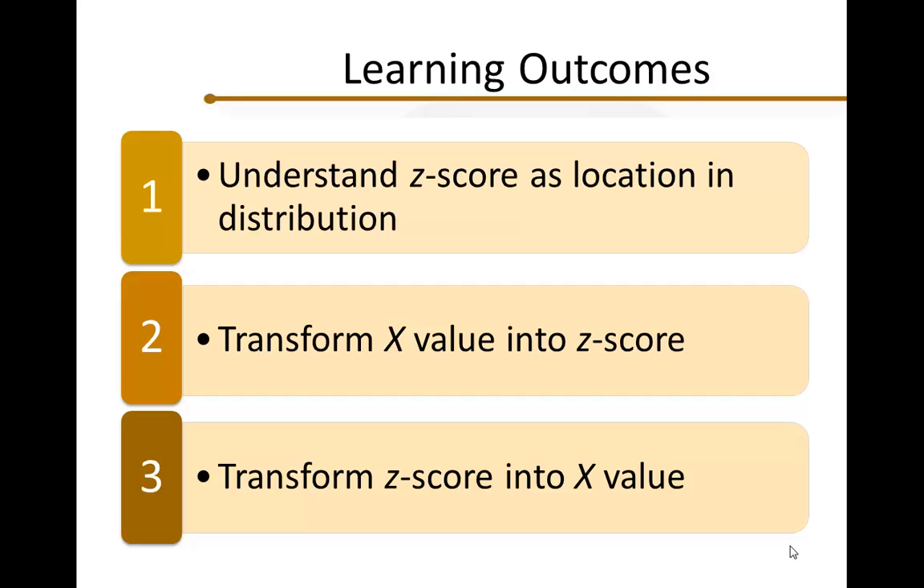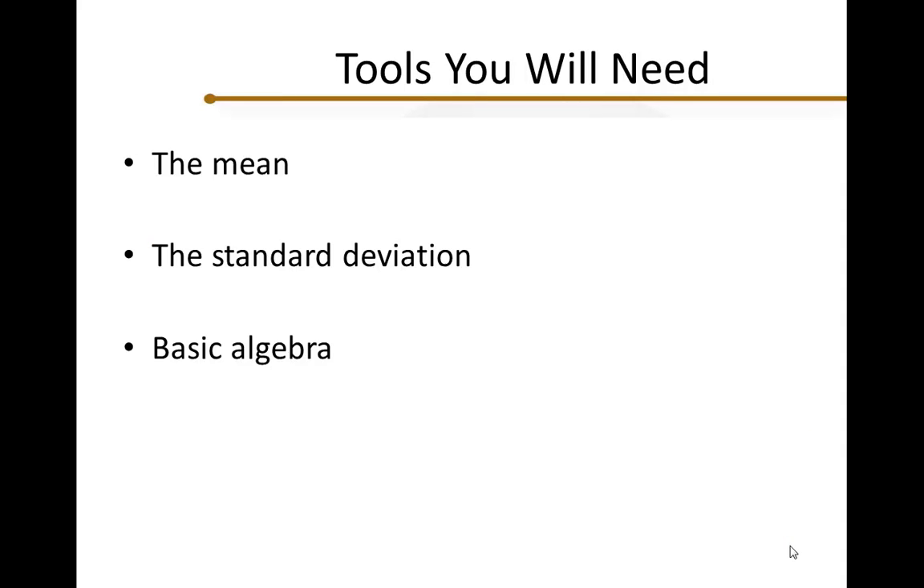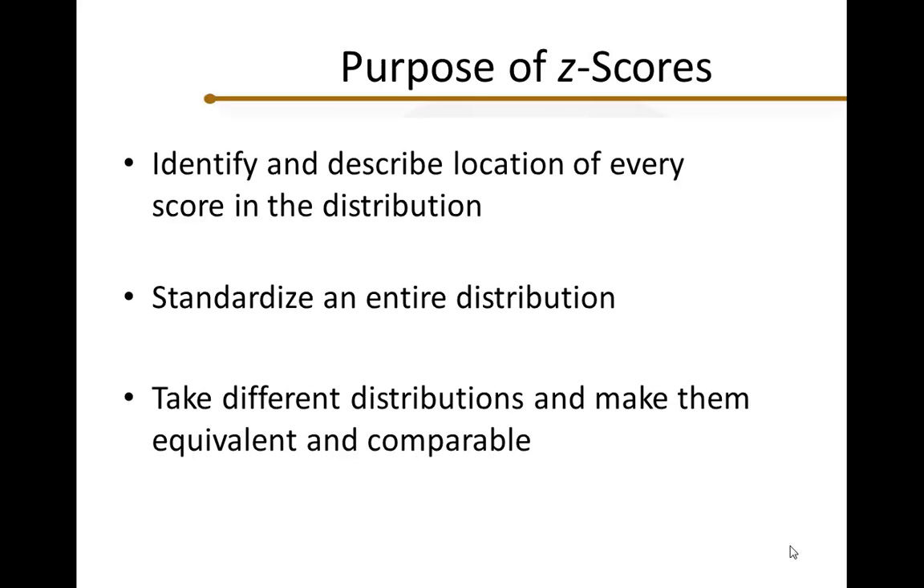So for chapter 5, 3 basic areas: understand the z-score and how it relates to our location in the distribution, how to transform an x value into a z-score, and how to transform a z-score into an x value. Tools that you're going to need for chapter 5: the mean, the standard deviation, and your basic algebra.